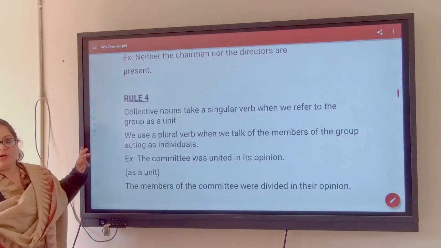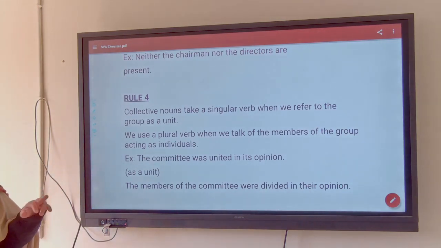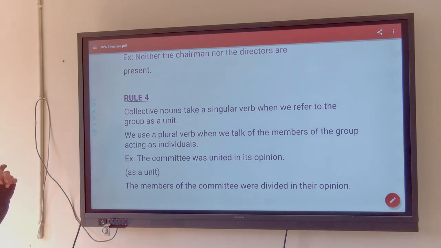Now, moving on to rule number 4, which is collective nouns. When we're talking about a collective noun, we always consider it as singular. So we will always use a singular verb, which is was. Were is plural, was is singular. Now we'll take examples here. The committee was united in its opinion. So committee is the subject here, and was is a singular verb, because committee is a collective noun and singular. So we're using the singular verb was.